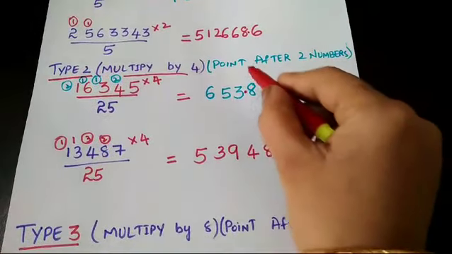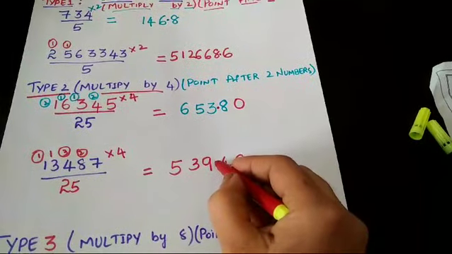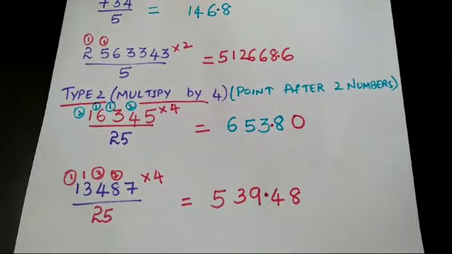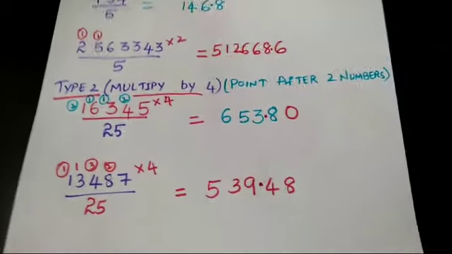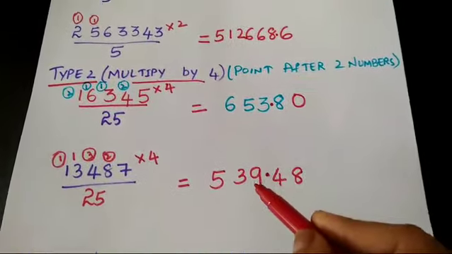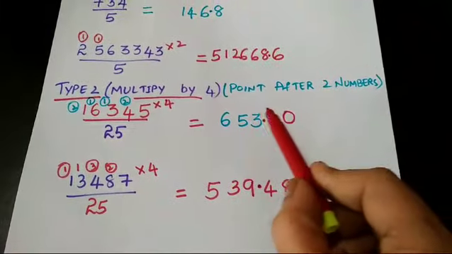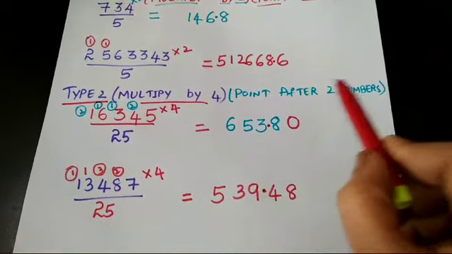The next step is point after two numbers, right? 1 and 2. Isn't it easy, friends? Even if you don't know division, you can just do this multiplication and get your answer. Friends, just multiply by 4 and the next point is put a point after two numbers.